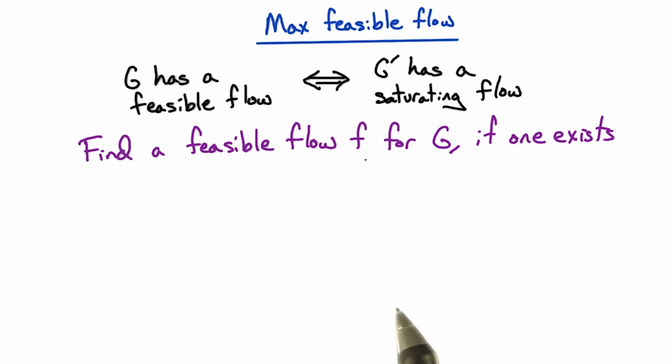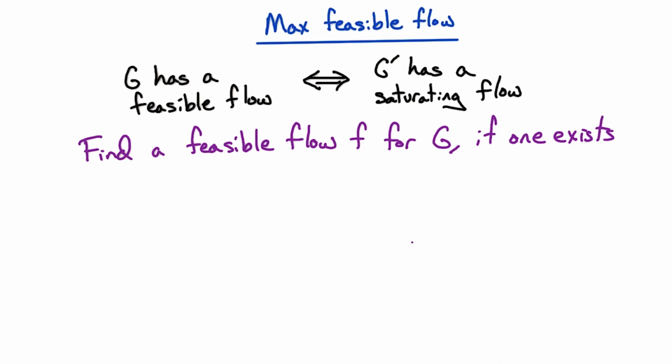Then we build the residual graph and we find an augmenting path from S to T if one exists. If there exists one, we augment along that path. Then we build the new residual graph and we repeat. We keep augmenting along a path from S to T in the residual graph until there's no path from S to T in the residual graph, and therefore the flow that we're at is a max flow.